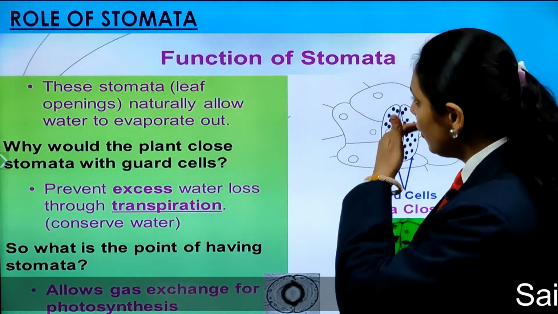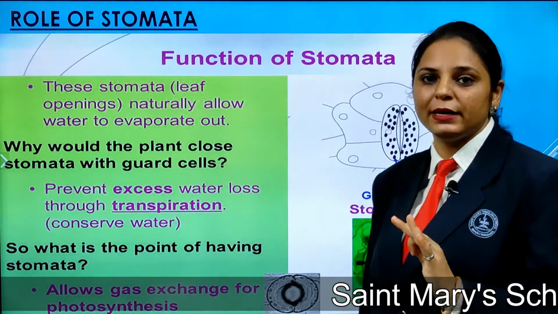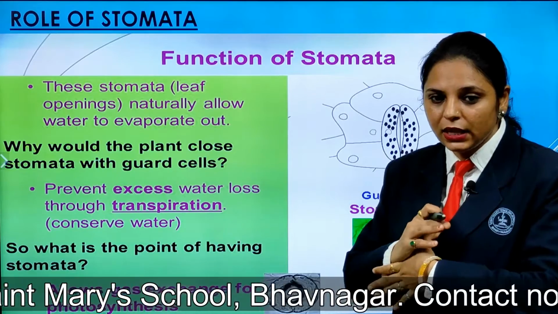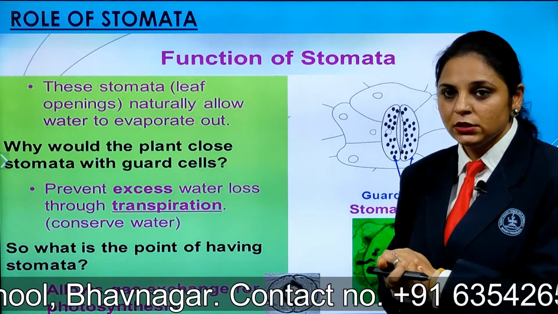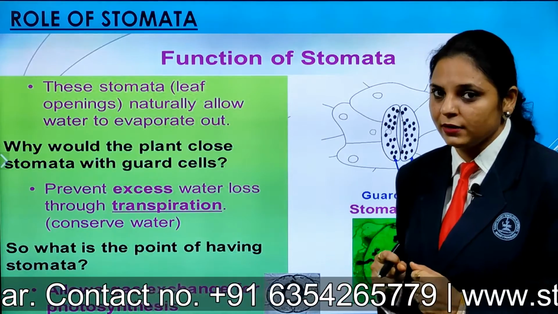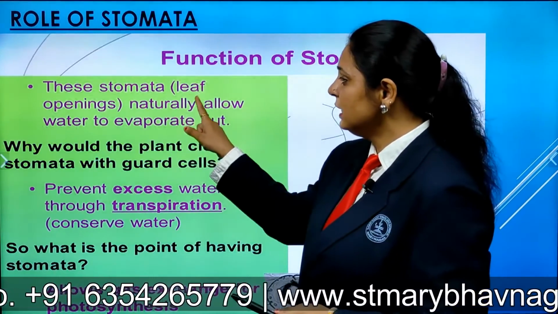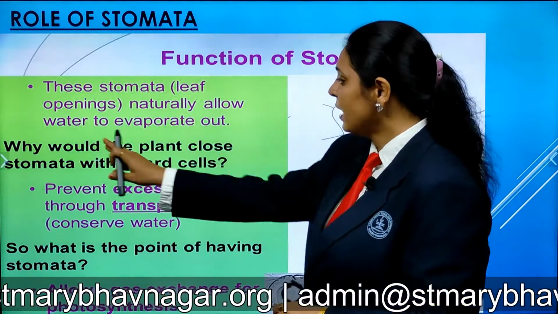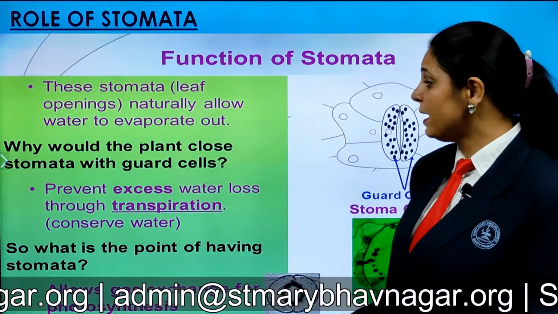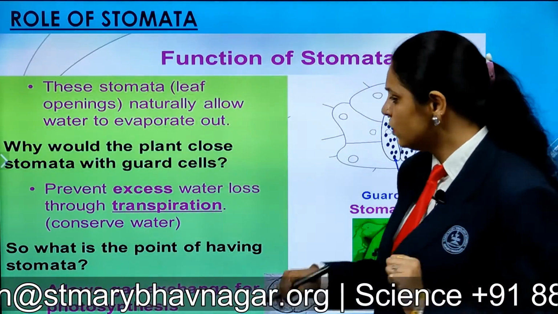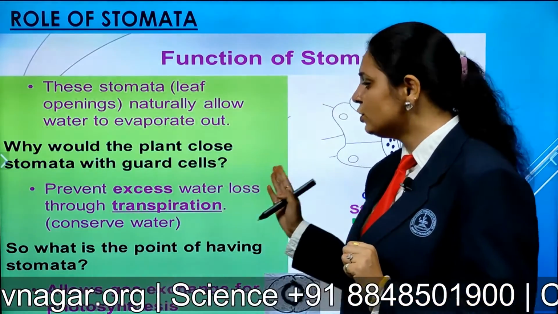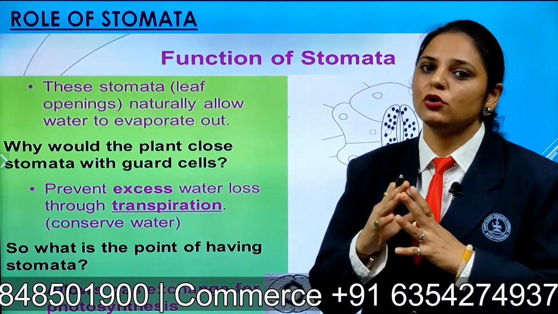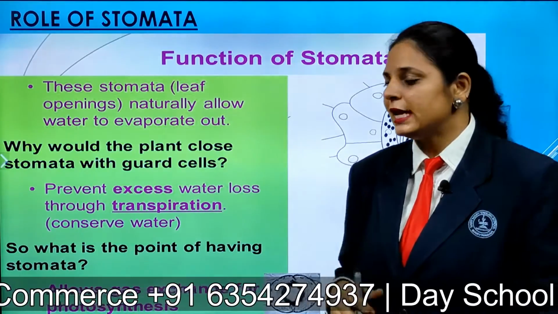So this is all about opening and closing, and the role of the stomata. Now I think you are able to answer me. Think about it as we have studied this: what is the function of stomata? Yes. These stomata, the leaf openings, naturally allow water to evaporate out. And why would the plant close the stomata with the guard cells? Why is it needed? To prevent the excess water loss through transpiration, so to conserve the water. If it keeps on staying open, then loss of water will take place.